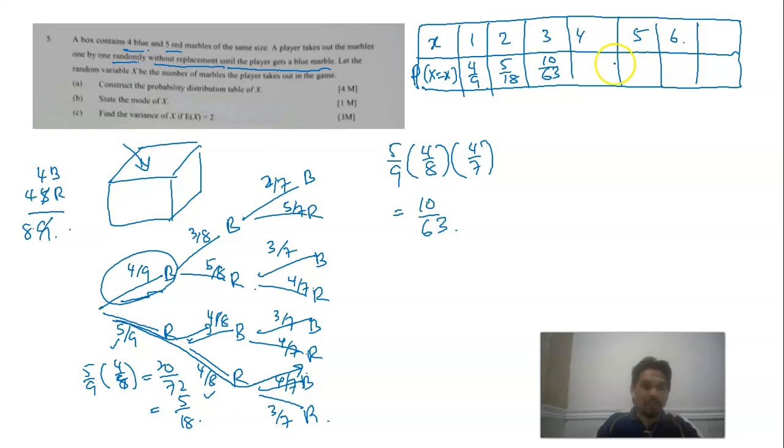Okay, this is 10/63. And for this one, I shorten our discussion here. This is 5/63, 2/63, and 1/126. There you go.